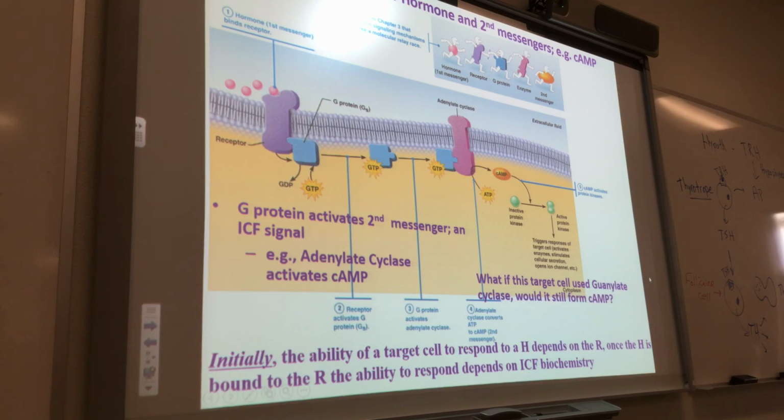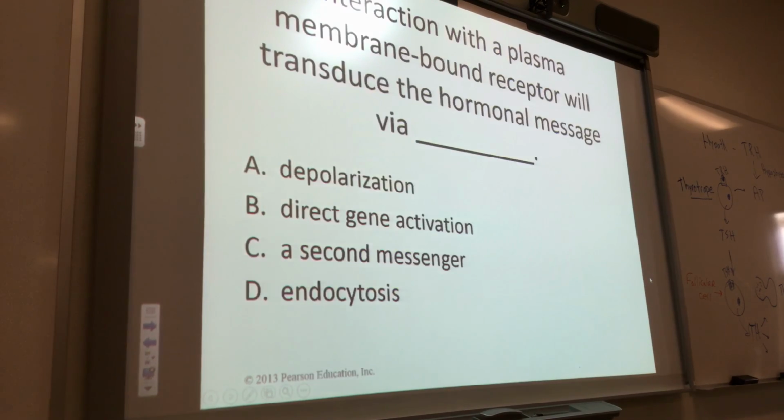Well, does anybody remember cyclic GMP? No, okay, doesn't matter. But anyway, adenylate cyclase takes ATP and makes cyclic AMP. Cyclic AMP is the second messenger. That's going to be important because I'm going to ask you on the test to identify the second messengers.